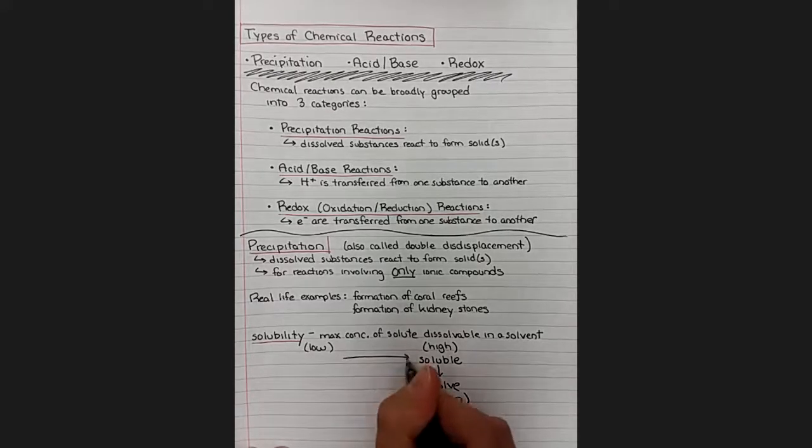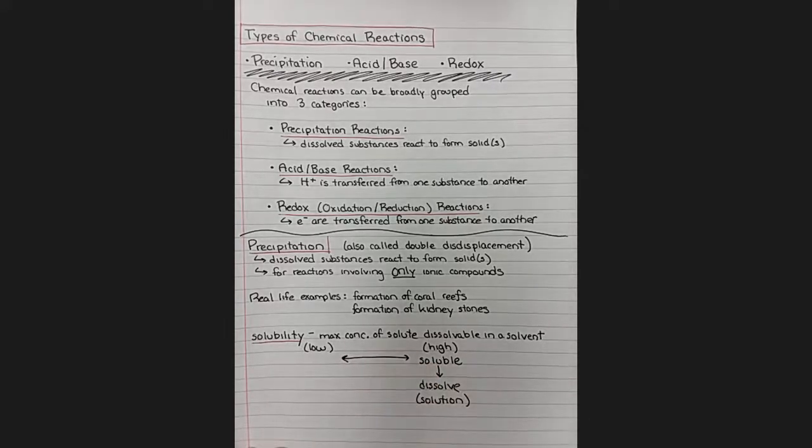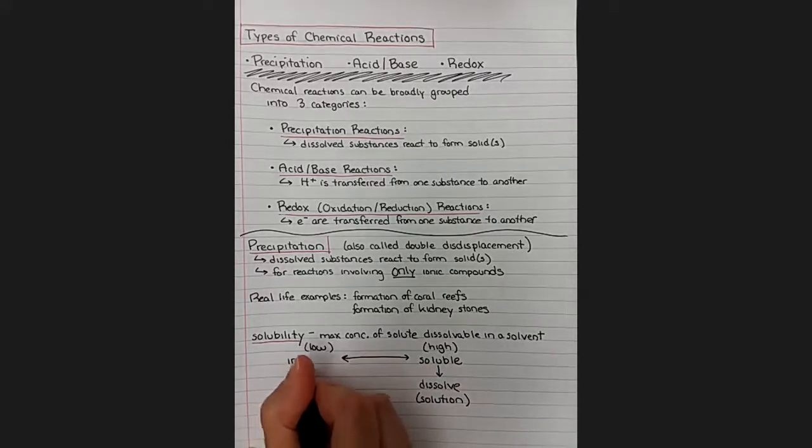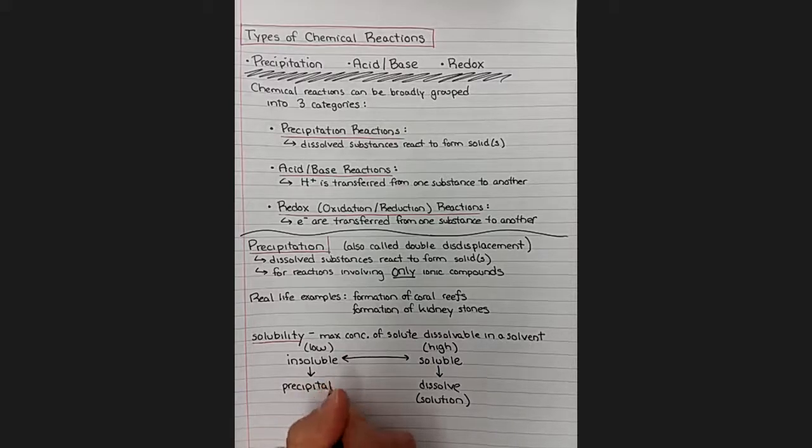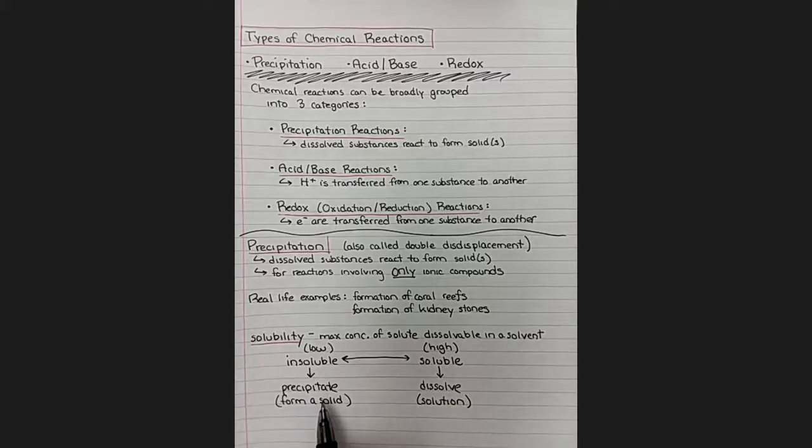At the other end of the spectrum, if you have some sort of a compound that is not very soluble, like silver chloride, we are going to call this insoluble. Silver chloride is an insoluble salt. And when something is insoluble and it's placed in water, it will precipitate. And precipitate is the chemistry word for forming a solid. This word precipitate can be both a noun referring to the solid itself or a verb referring to the process of forming that solid.